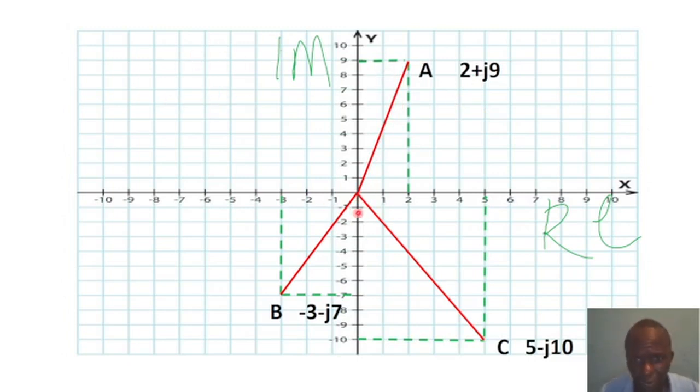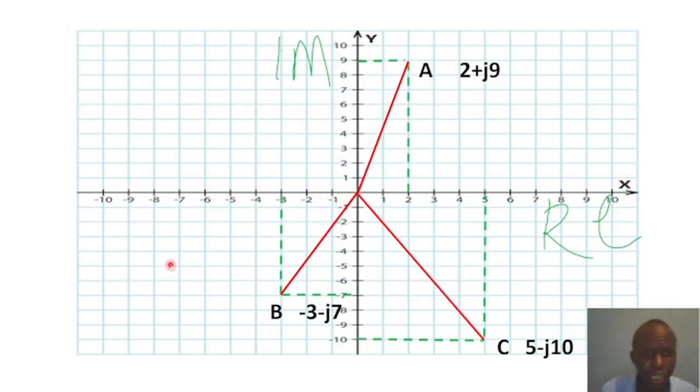Now also for 5 minus j10, we start by writing 5, locating 5 on the x-axis. So the x-axis is the real axis, the real number axis. So 5, and then -10, and that is c, 5 minus j10. We go to b. b is -3 on the x-axis, and it is -7 on the y-axis, or imaginary axis.